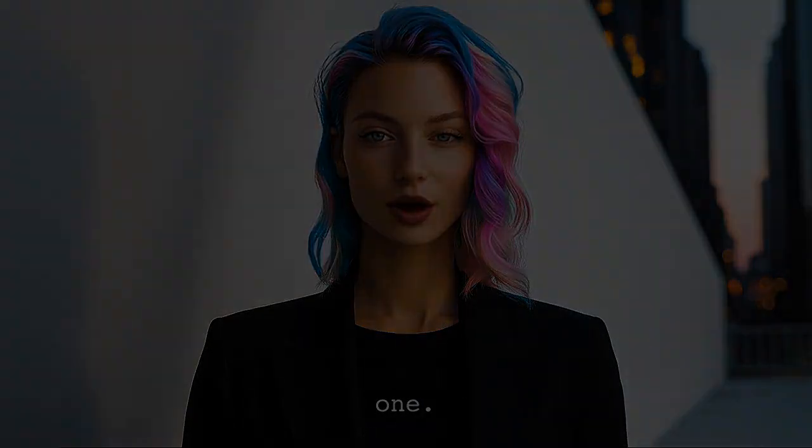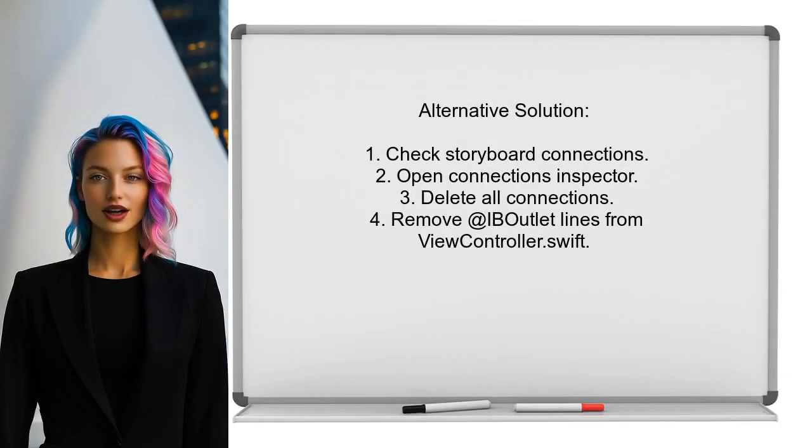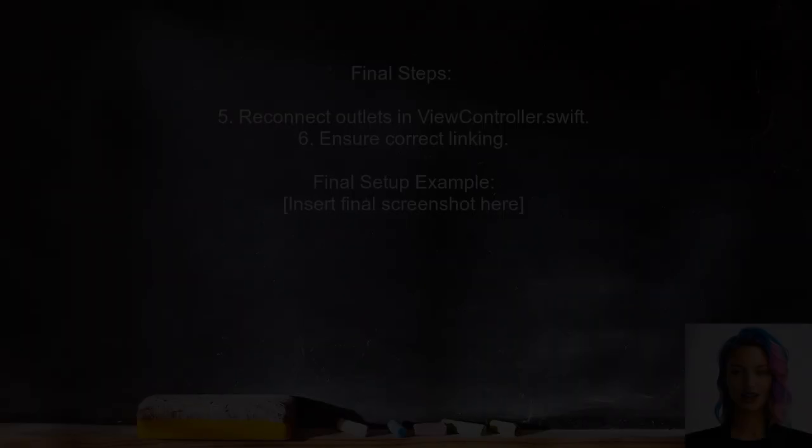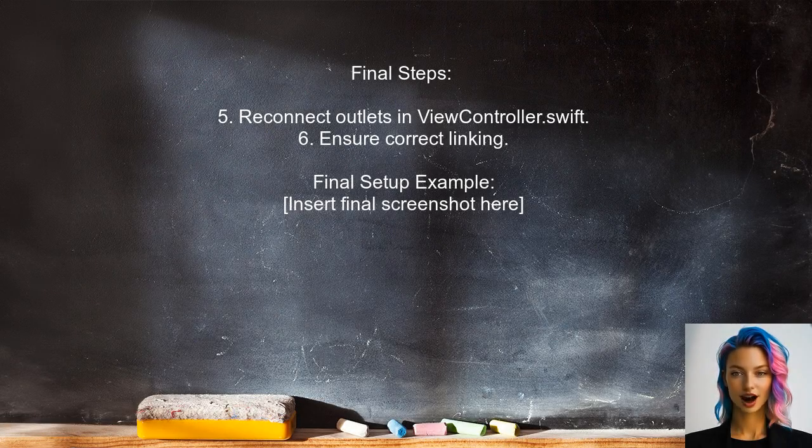Let's explore another one. An alternative solution suggests ensuring that your storyboard elements are properly connected to the outlets in your code. First, go to the Connections Inspector in your main storyboard and delete all existing connections by clicking the small X. Then, remove all the @IBOutlet lines from your viewcontroller.swift file. After that, reconnect your outlets to the viewcontroller.swift file. This should resolve the issue. The final setup should look similar to the provided screenshot, ensuring the outlet is correctly linked.